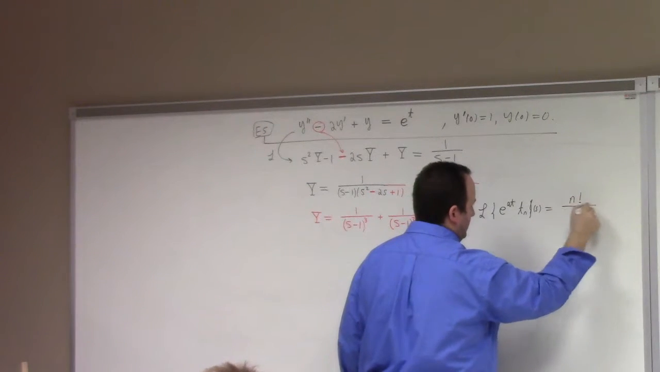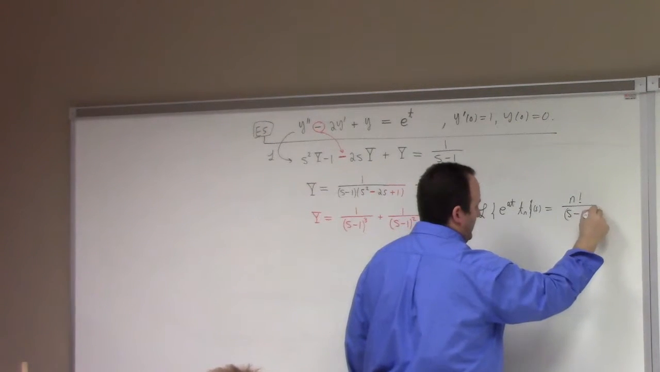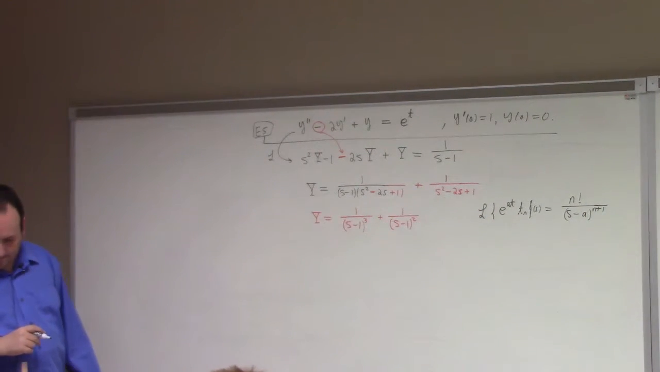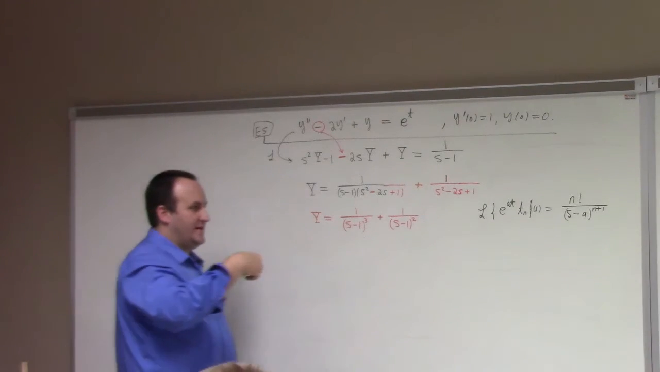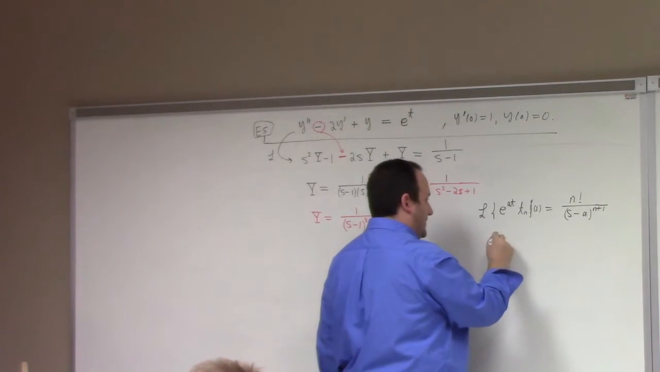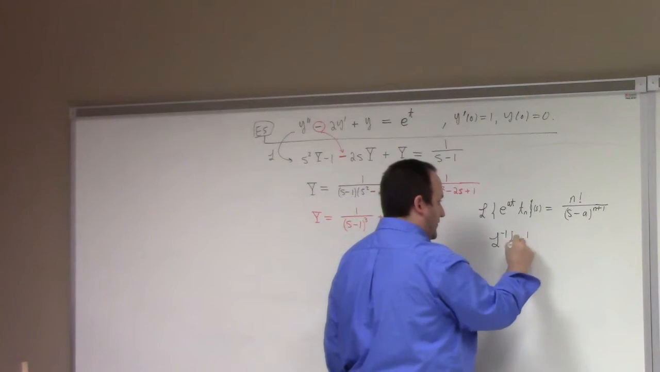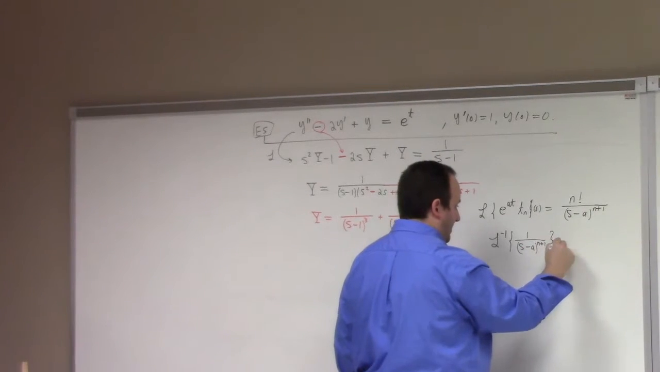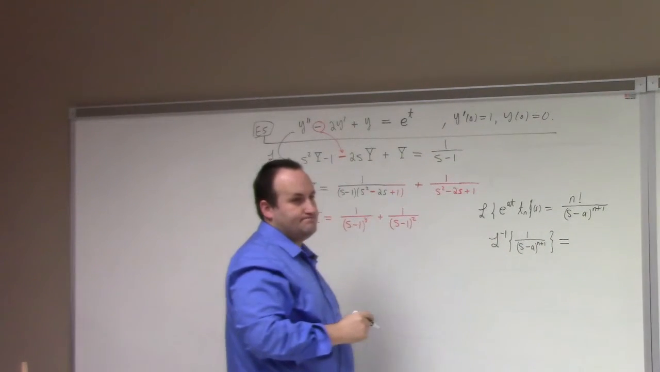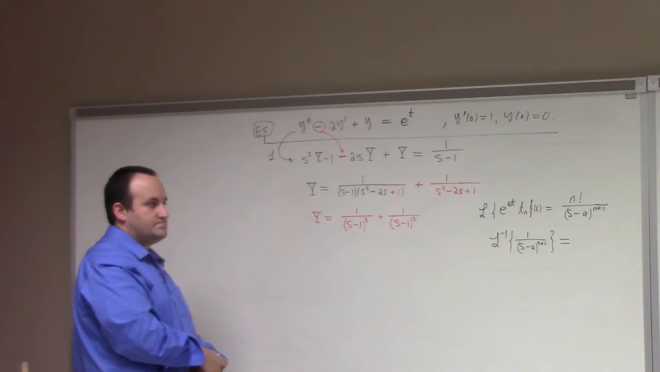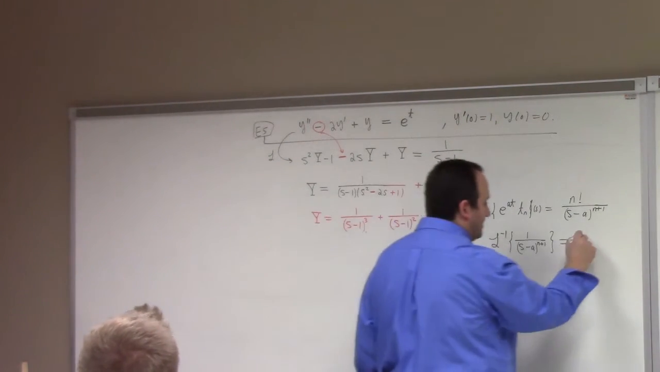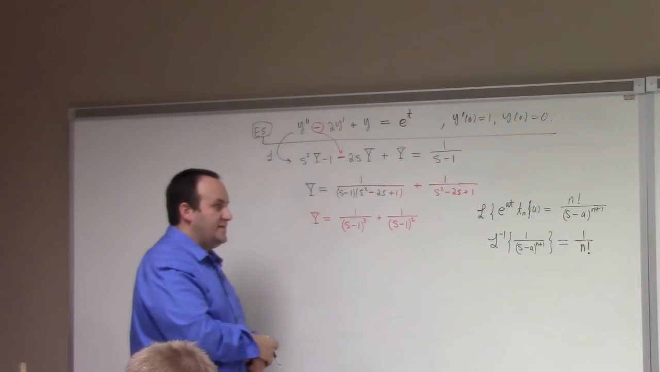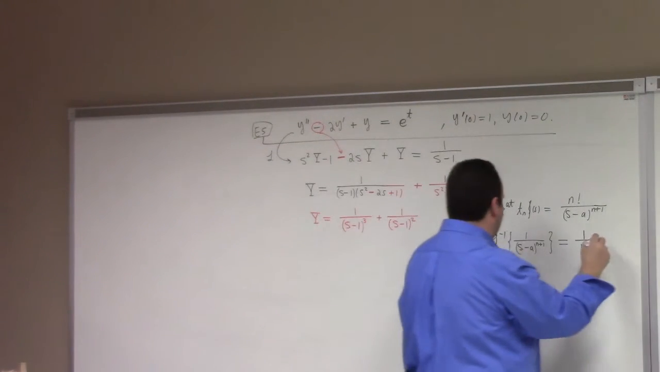N factorial over s minus a to the n plus 1, right? So we need to kind of undo this. This says that the inverse Laplace transform of 1 over (s minus a) to the n plus 1 is what? It's 1 over n factorial, right? Times e to the at times t to the n, obviously.